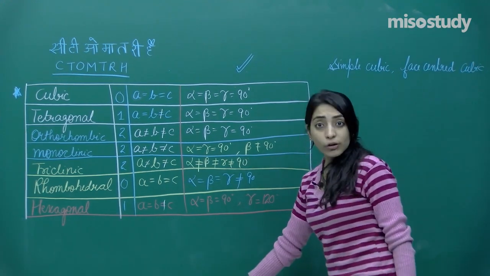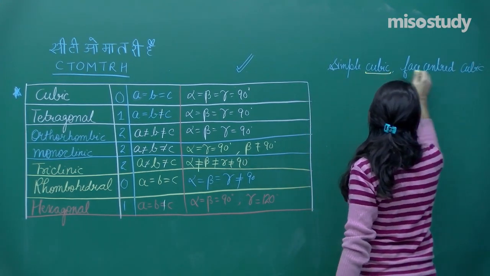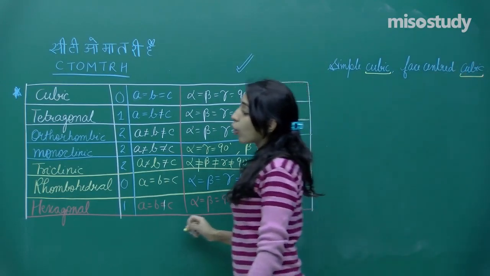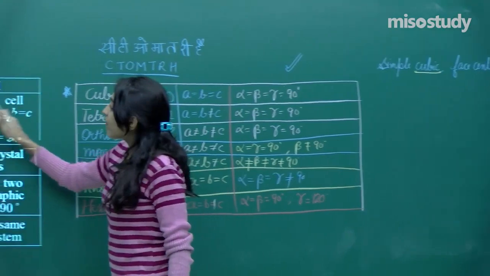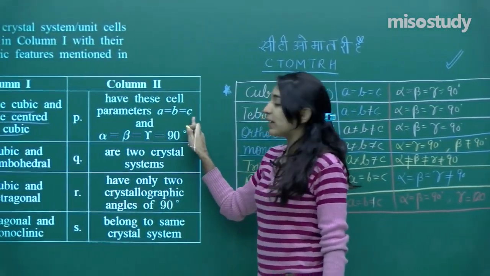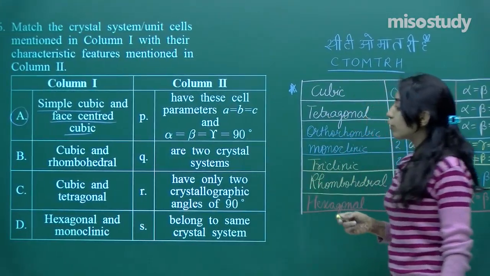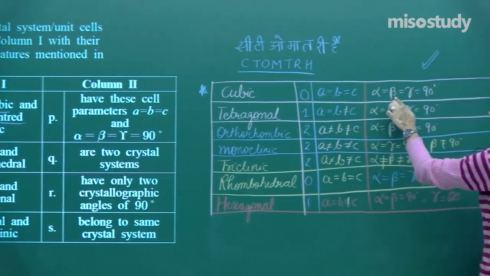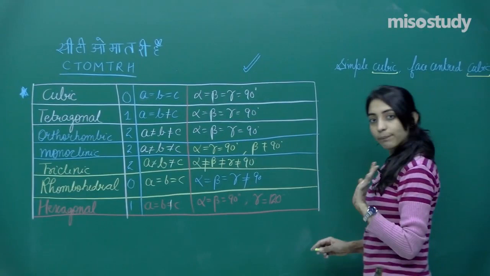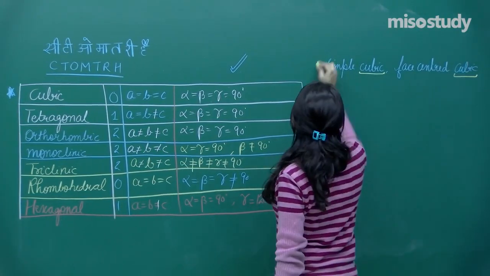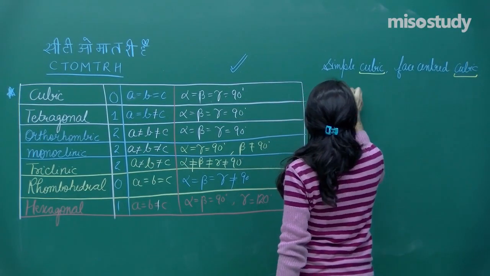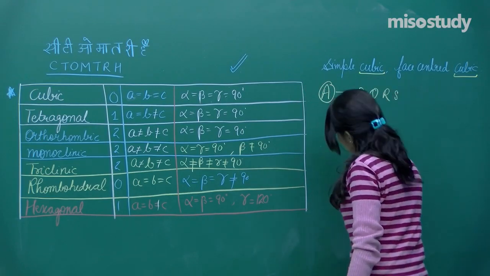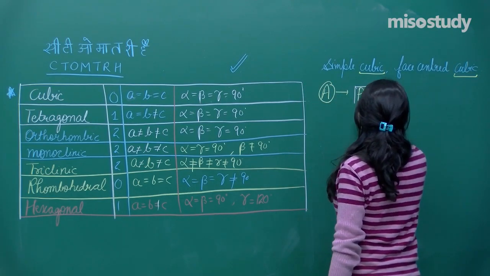So guys, whatever you say, simple cubic, these are nothing but cubic unit cells only, right? Look at the options. These have the cell parameters A equal to B equal to C and alpha equal to beta equal to gamma equal to 90. So cubic are A equal to B equal to C, alpha equal to beta equal to gamma equal to 90. Right? So for option number A, we will first write PQRS. Out of all, P is correct.